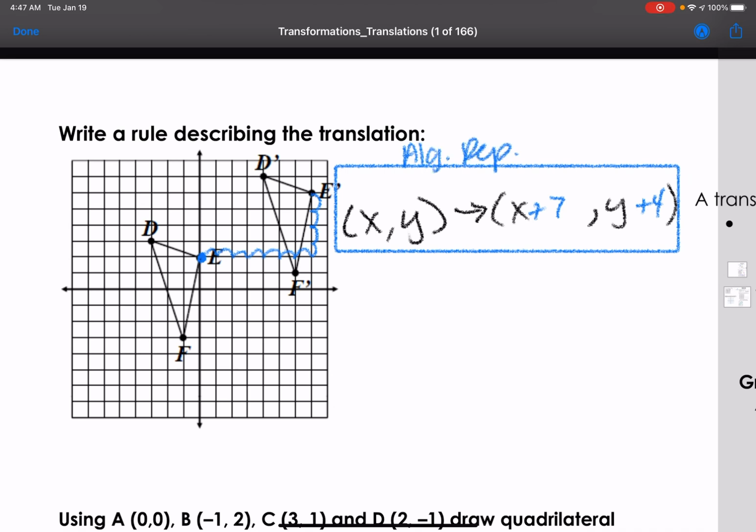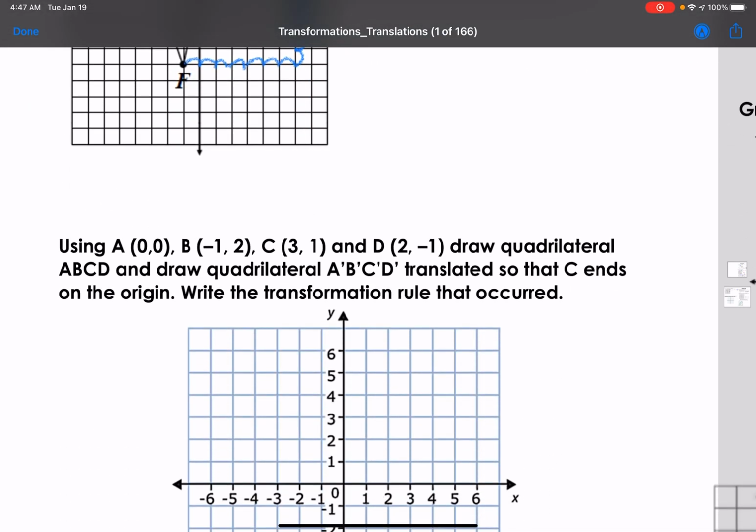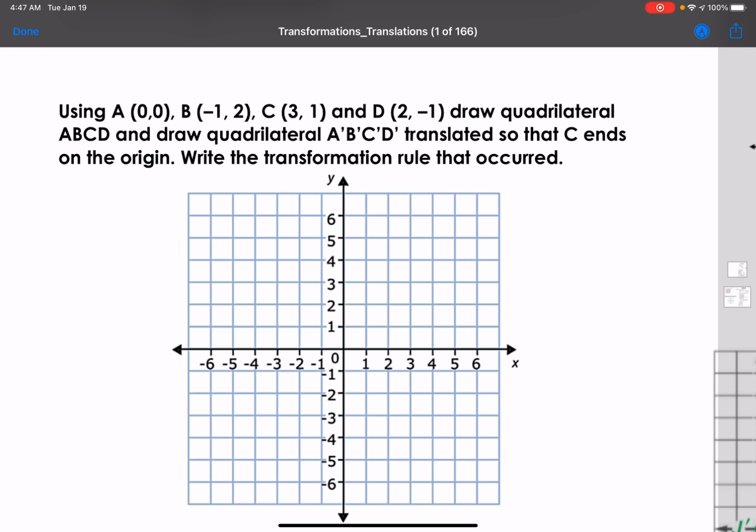And in fact, you can check it. 1, 2, 3, 4, 5, 6, 7. Going up 1, 2, 3, 4. You see how it works for this one. You can check it on D and D prime as well. All right, here's our next point.